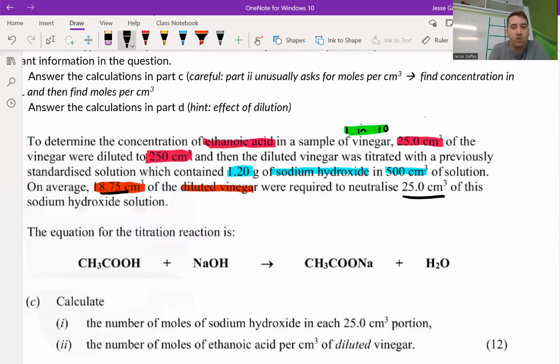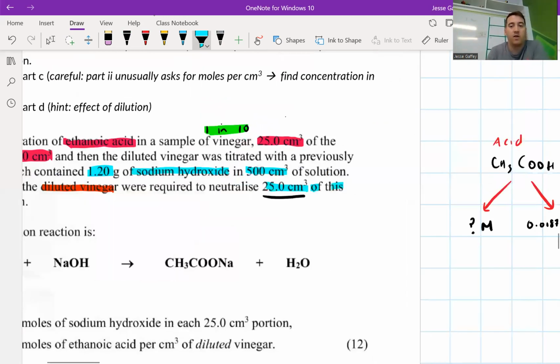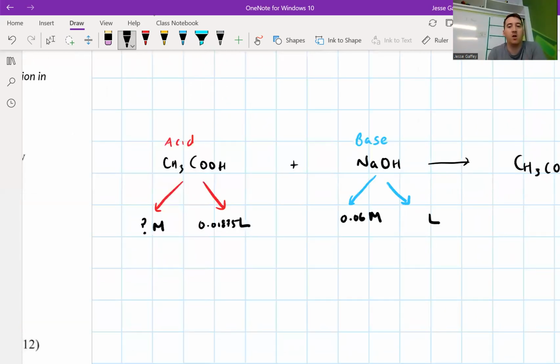How do I know that those go together? Well, as you can see, they're close. Look, 25 centimeters cubed of this sodium hydroxide. So that's how much we used per titration. So go ahead and work out 25 cm cubed into liters. I've done this loads of times in other videos. 0.025 liters is what we should have got.